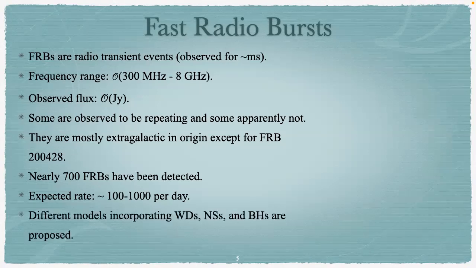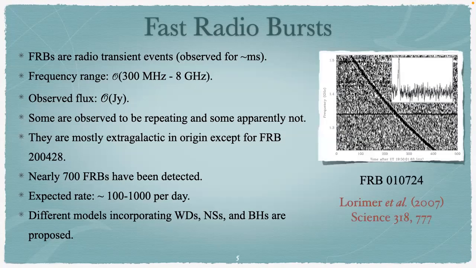And the problem here is, again, now it's okay, 700, but people have proposed a huge number of models to explain fast burst phenomena, over 50 or maybe hundreds of different models. Which model is correct, nobody knows, because all of them can explain almost all of this: the transients, flux, frequency range, and so on. So this is the first FRB that was observed, in this science paper by Lorimer.